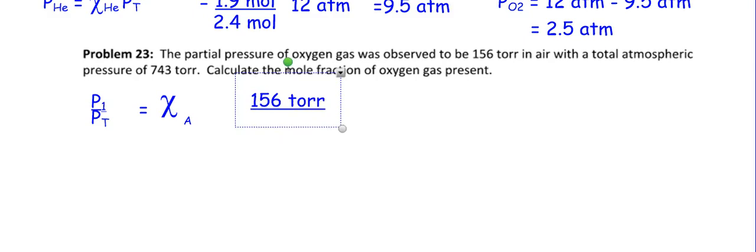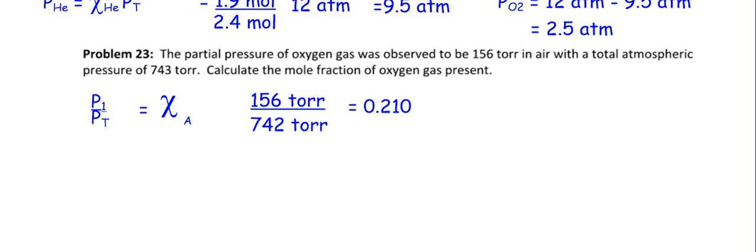It is 156 torr, and the total pressure is 742 torr. And if you divide them out, you get about 0.21. And if you want, you can make that into a percentage, and that makes it 21%, and that's really about the percentage of oxygen in our air.